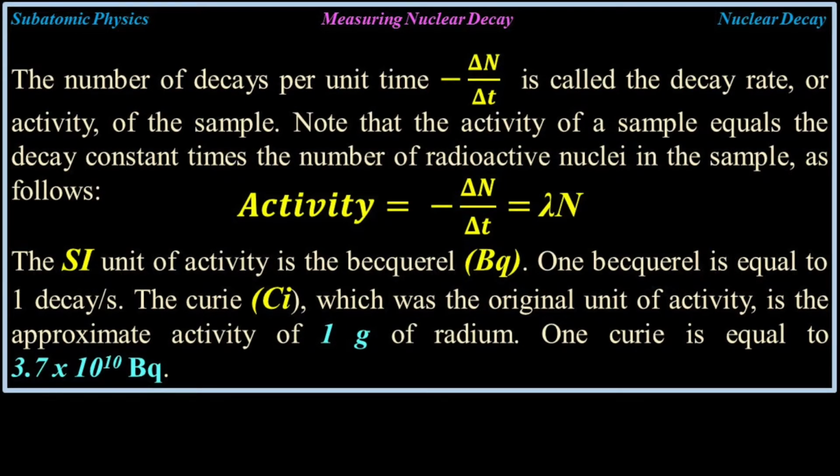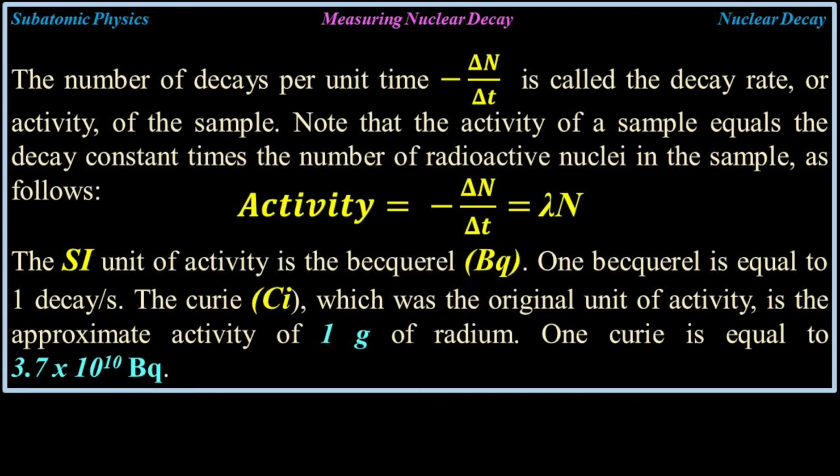The number of decays per unit time is called the decay rate, or activity of the sample. Note that the activity of the sample equals the decay constant times the number of radioactive nuclei in the sample, as follows. So the activity equals the negative ratio of delta N over delta t, which equals lambda times N. The SI unit of activity is the becquerel, or Bq. 1 becquerel is equal to 1 decay per second.